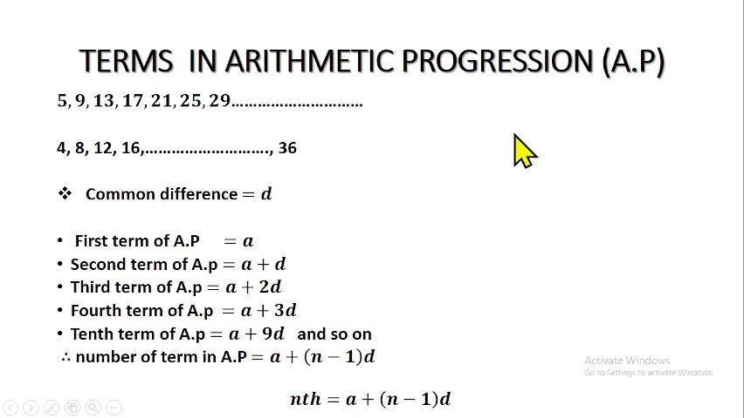It continues. Like this one and this one, the end of this sequence is what? 36. So you should be able to differentiate between this one and this one. This one does not have a last term. It continues, but this one has a last term, which is 36.